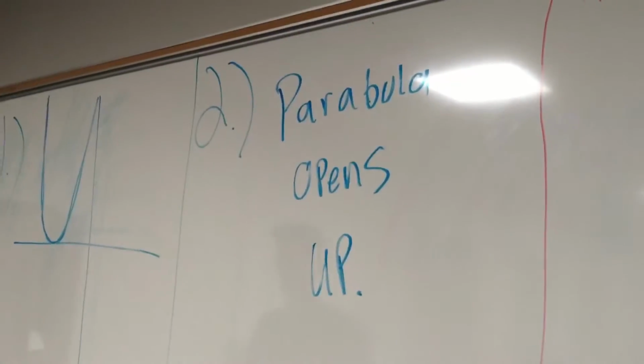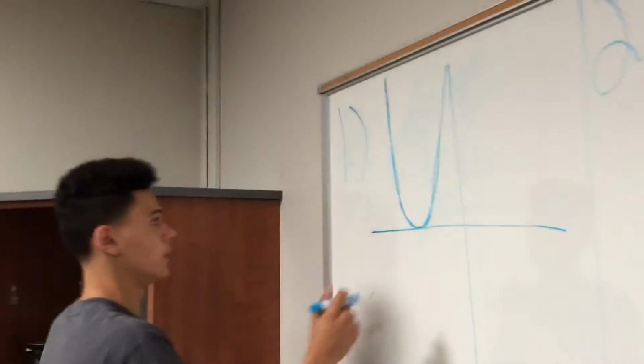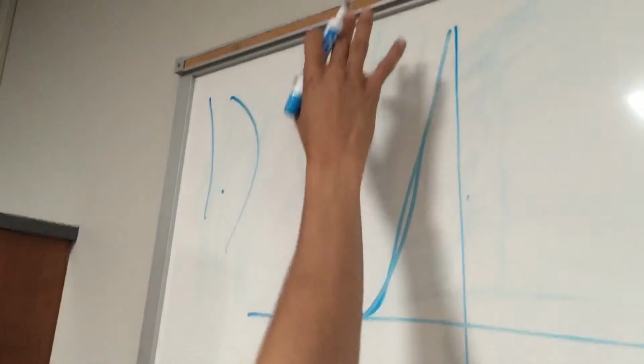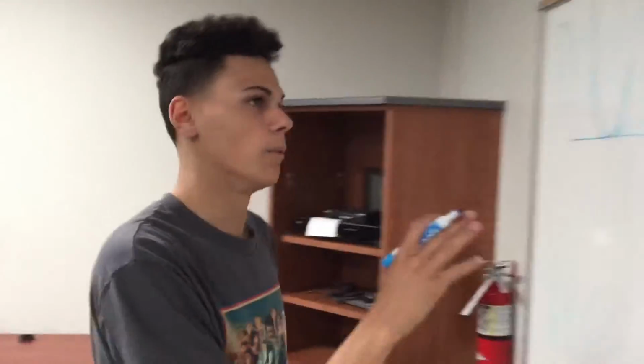Then the second step is to figure out if your parabola opens up or opens down. To figure this out, you go back to your graph and look at how it's graphed. Of course, this one's pointing up, so that means our parabola opens up. But if it was pointing down, your parabola would open downward. So our parabola opens up.